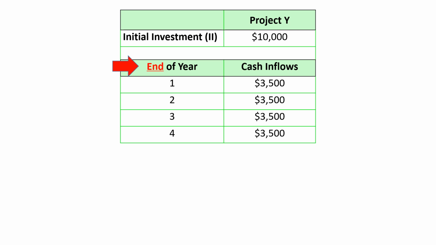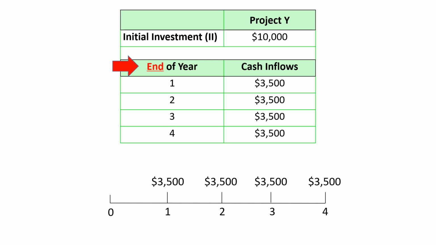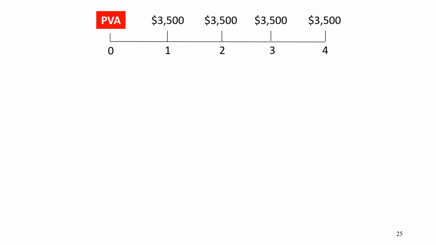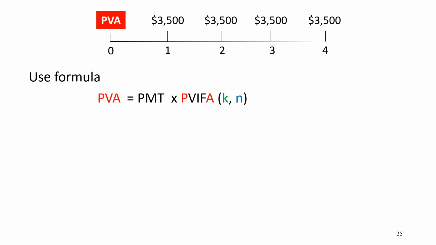Let us draw a timeline. This is how a timeline looks like, with even cash flow throughout. So this ordinary annuity looks like this, and we are to find PVA. Please refer to the timeline. Let's use formula. This is the formula. Substitute the figures in.